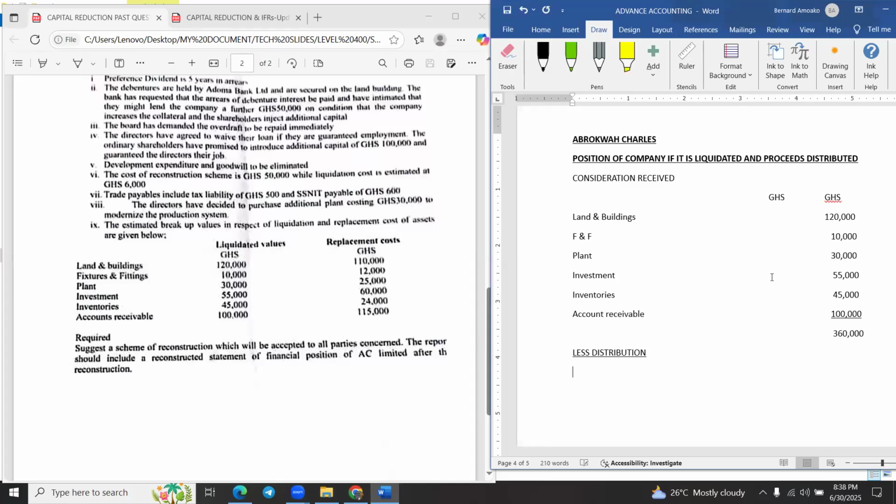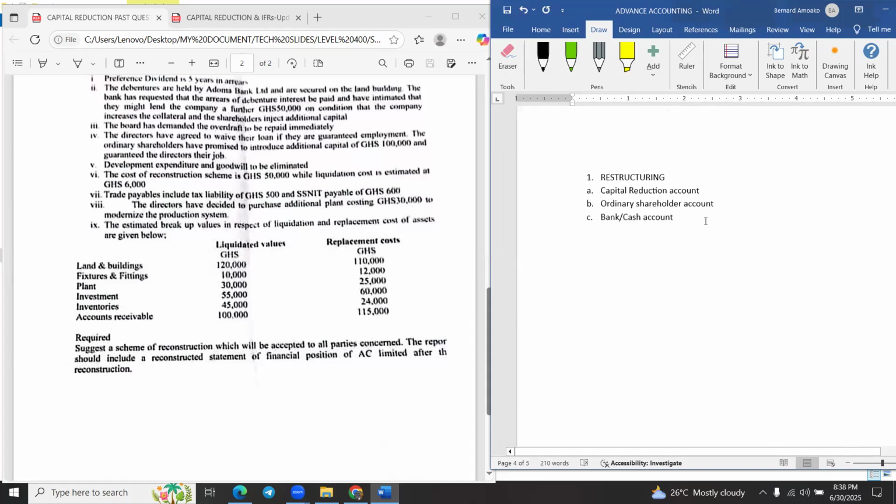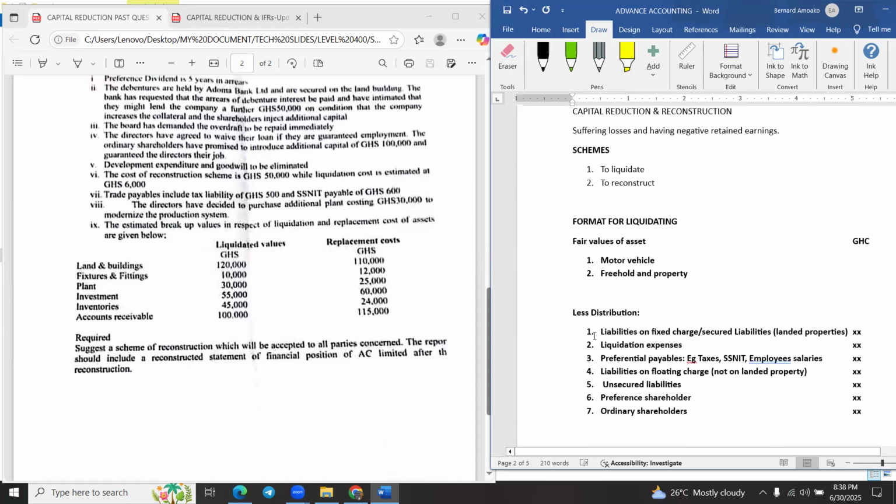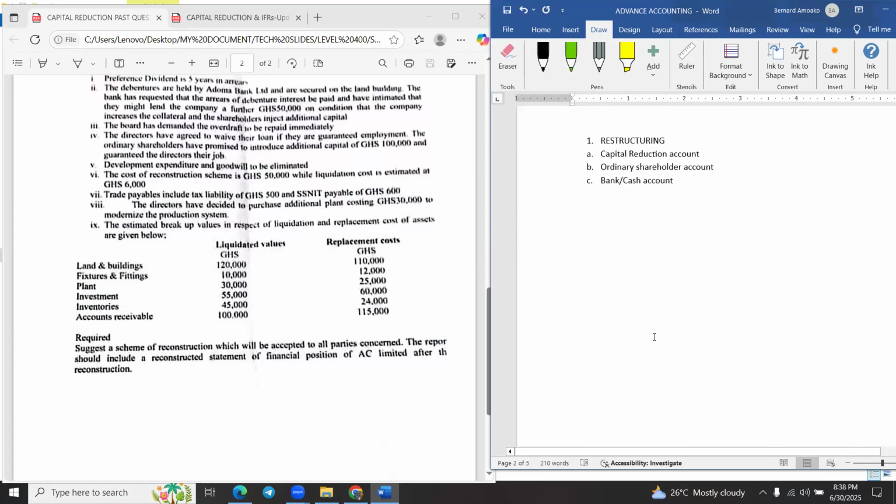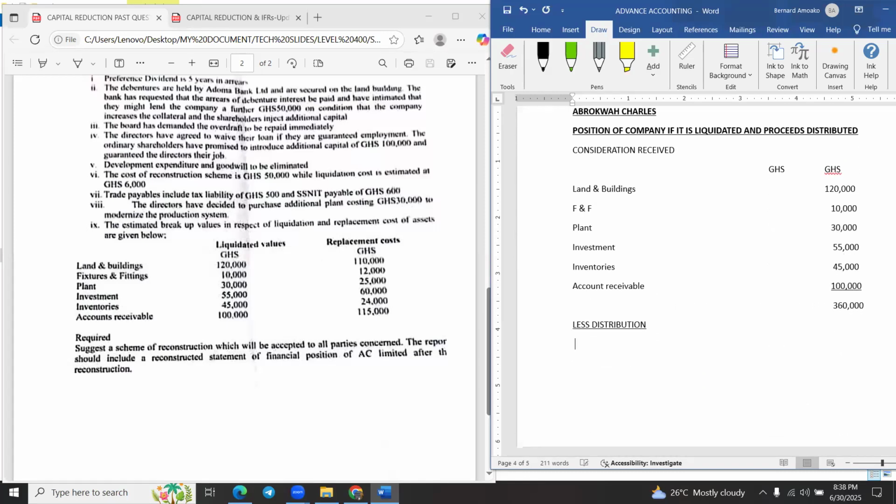Debenture. You write the first item, item by item. So if I pick liabilities on a fixed charge, before I write the debenture on that, you need to first write it. Liabilities on fixed charge. Then, in brackets, secured liability, right under it you write your debentures.